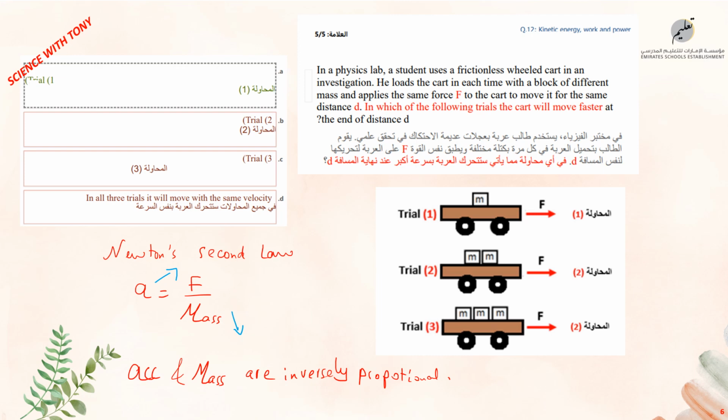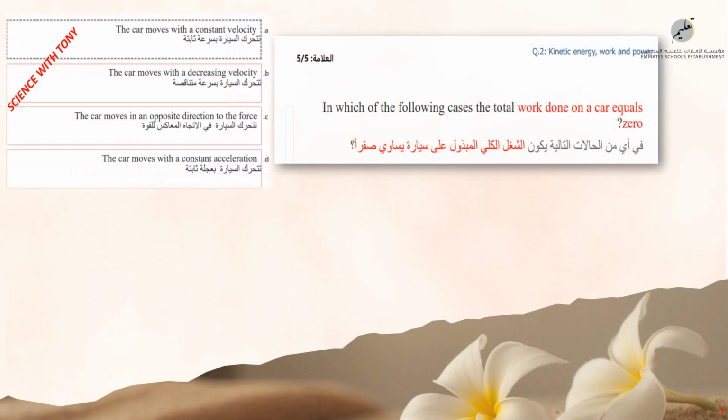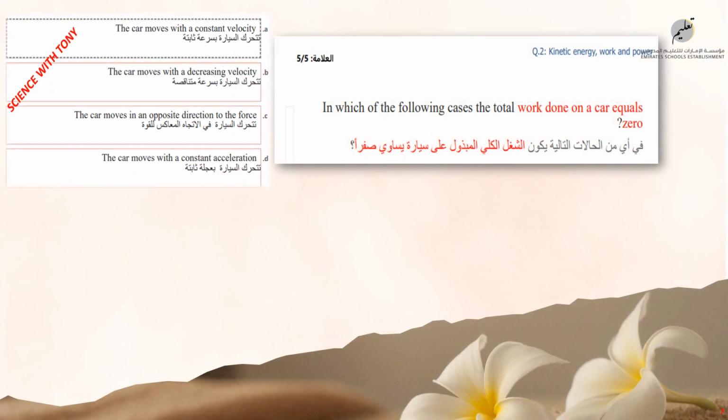We continue with the next question. In which of the following cases is the total work done on a car equal to 0? So that's the equation of the work, which is force multiplied by distance. Let's assume the angle is 0. So the force, according to Newton's second law, is equal to mass multiplied by acceleration, multiplied by distance d. So this equation could be equal to 0 in both cases.